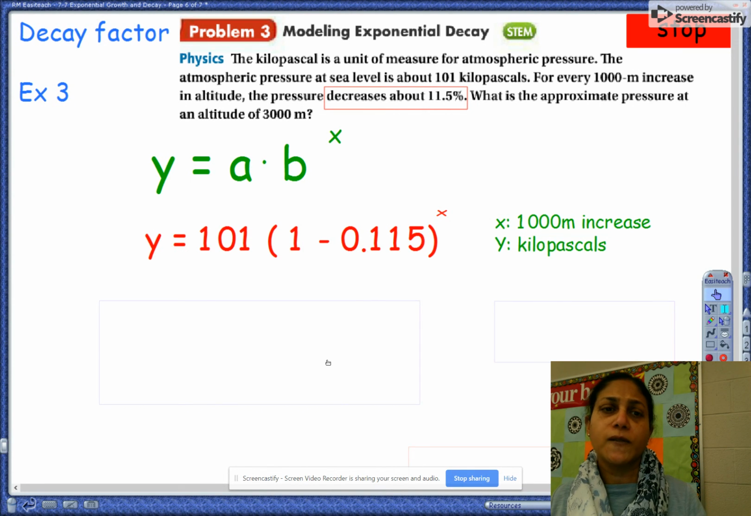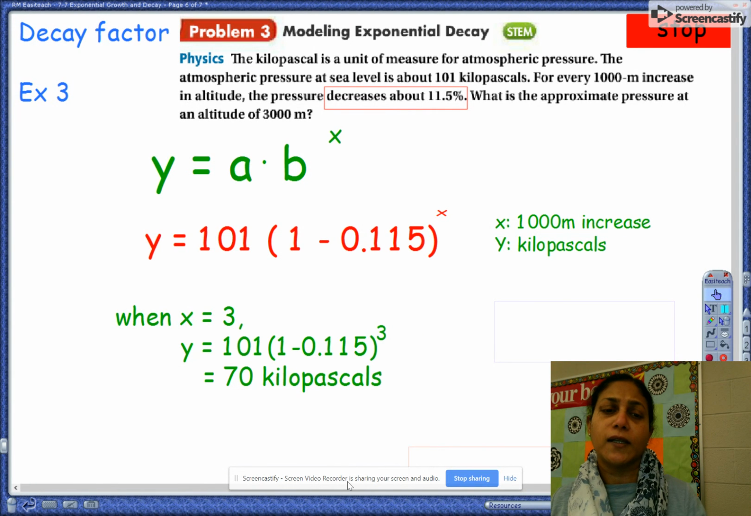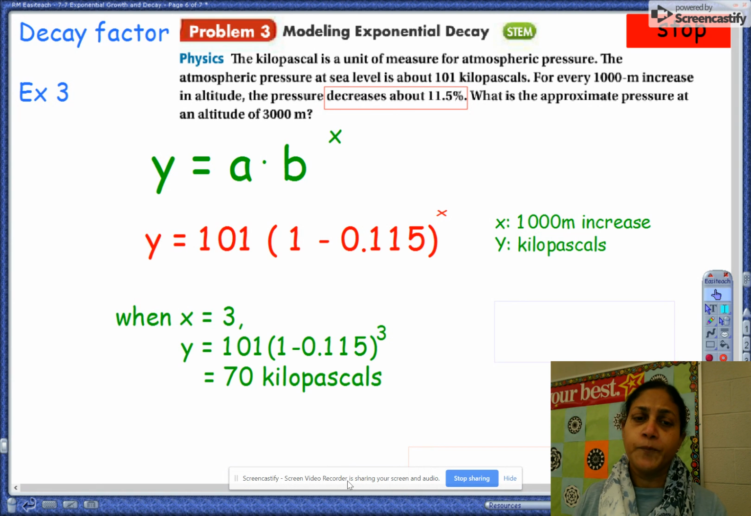That's your expression. And when it's 3,000 meters, x is going to equal 3, and it's going to be approximately 70 kilopascals. That is it.